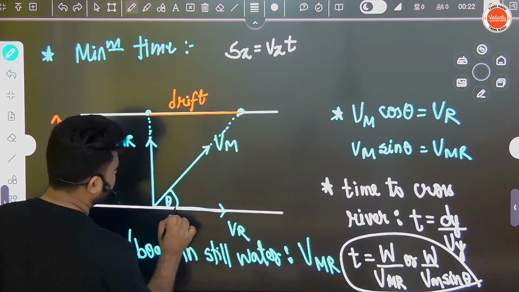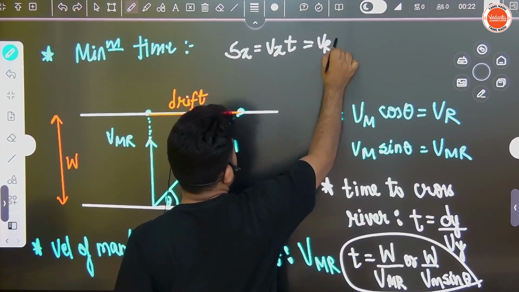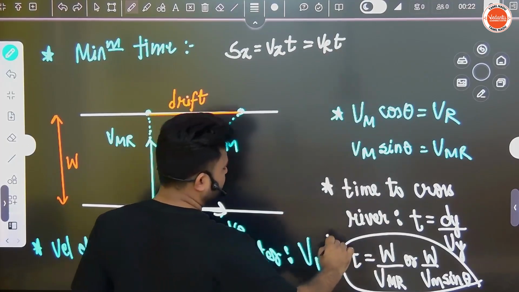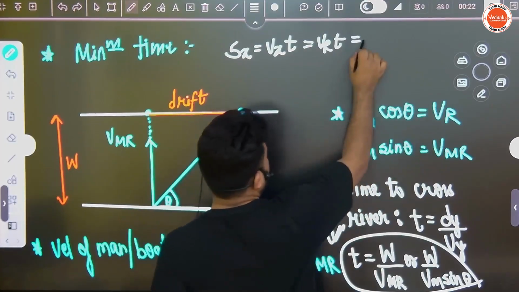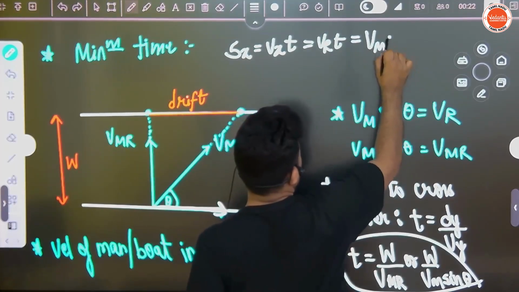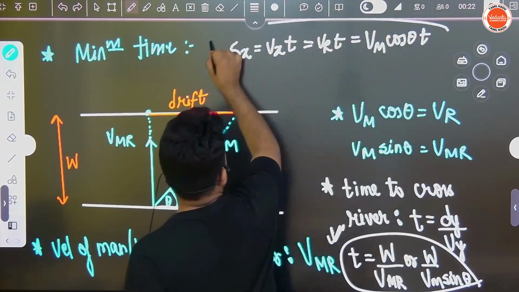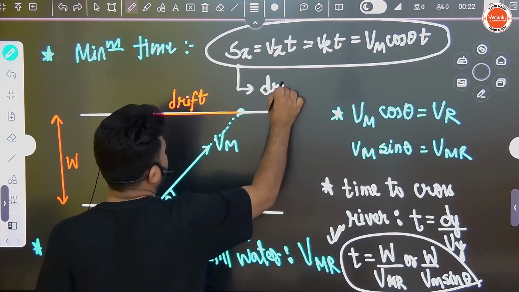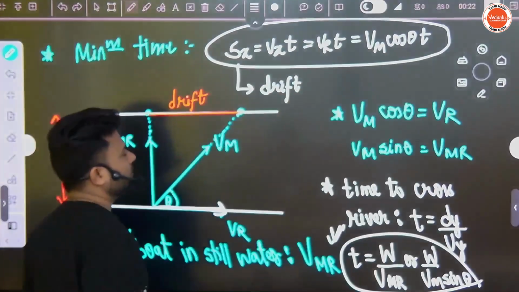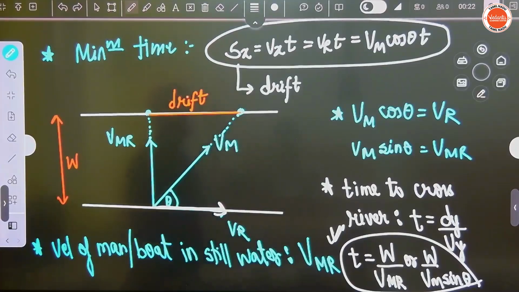In x direction, this is the speed, VR. So you will write VR into time. Time we calculated, not this time. Achha, what is VR? We can write VR as Vm cos theta, like this also. Vm cos theta into time. This will be the displacement in x direction, or this will be the drift. Okay. So they ask from here only. Rain, man problem or boat problem. Okay.